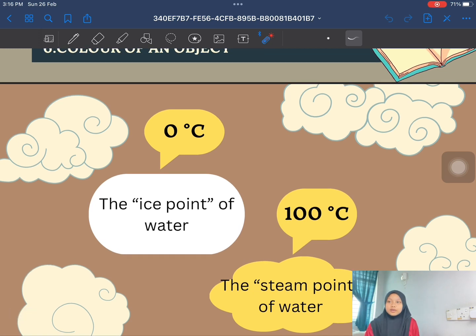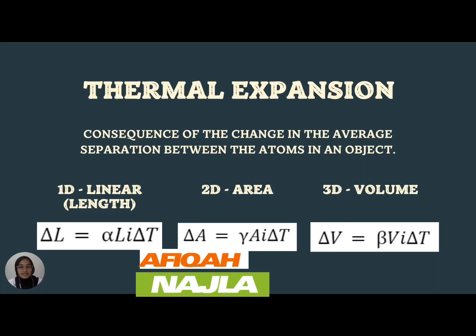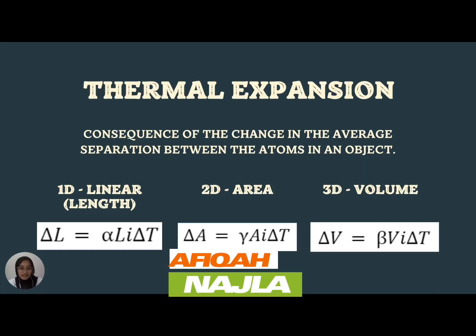In this topic, there are also terms that we need to focus on. The first term is the ice point of water. The ice point refers to 0 degrees Celsius, compared to the steam point of water, which refers to 100 degrees Celsius. Next is thermal expansion of solids and liquids.